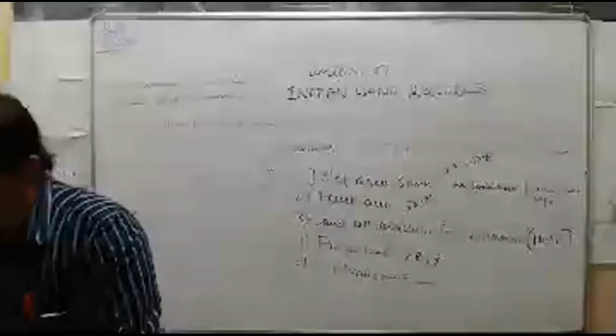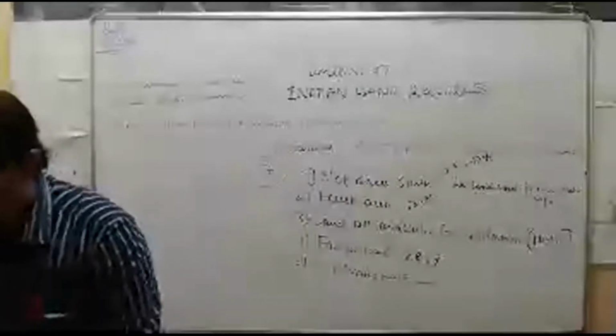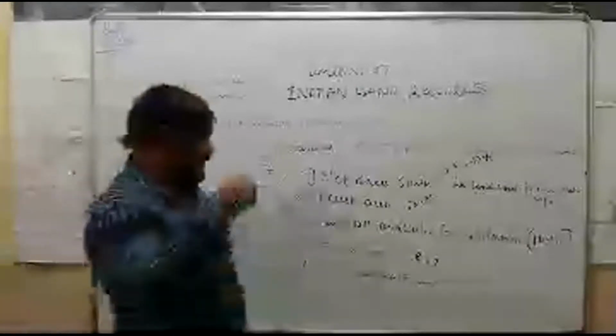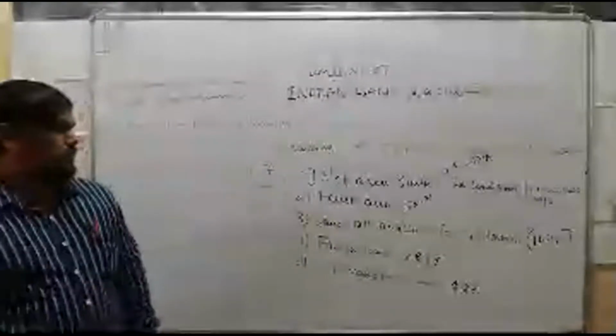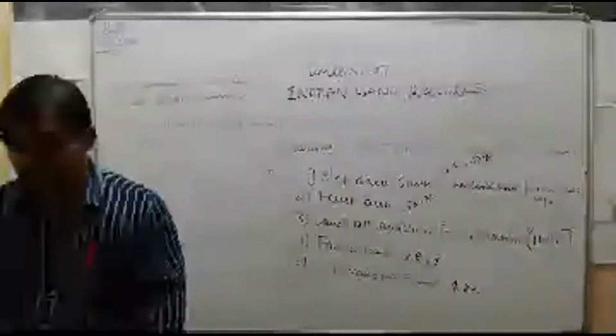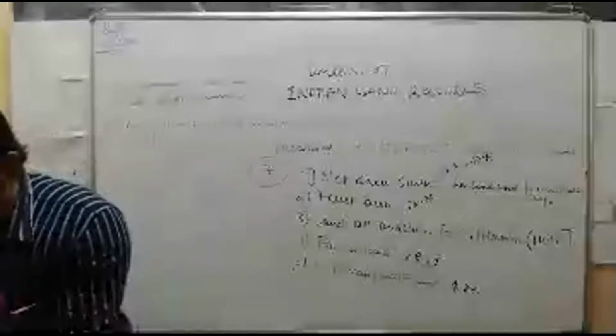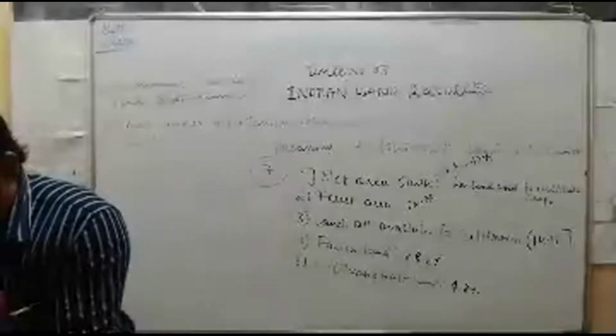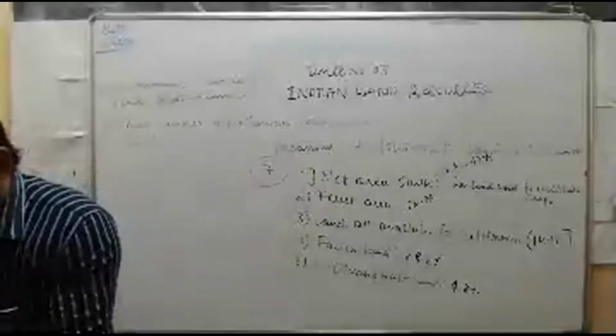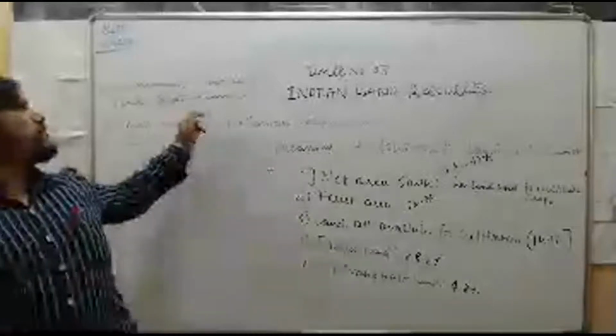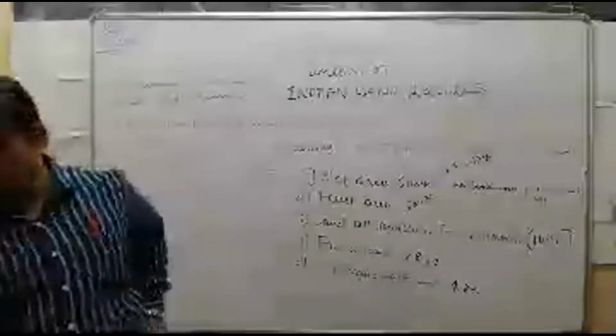It accounts for 4.3 percentage of the reported area. How much percentage of cultivable wasteland is there? Only 4.3 percentage of land comes under the cultivable wasteland category. And the last but one, permanent pastures and other grazing lands.